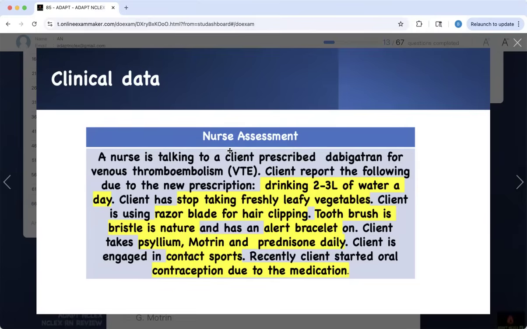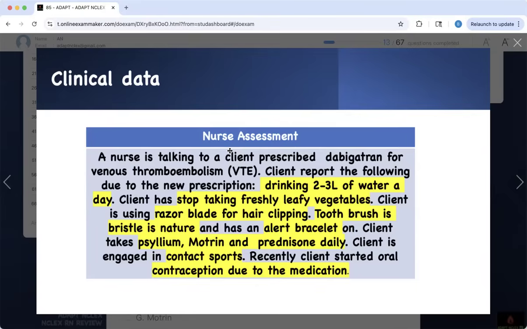They drink 2 to 3 liters of water a day. Client stopped taking fresh leafy vegetables. Client is using a razor blade for hair clipping. Toothbrush is bristle in nature, and he has an alert bracelet. And what? The client takes psyllium, Motrin, prednisone daily. Client is engaged in contact sports. Recently, client started oral contraception due to the medication.